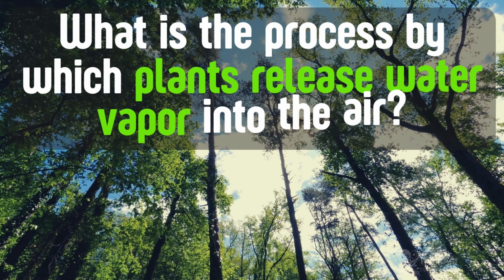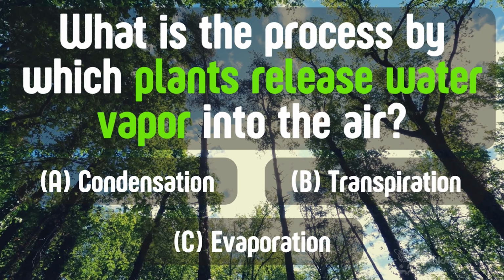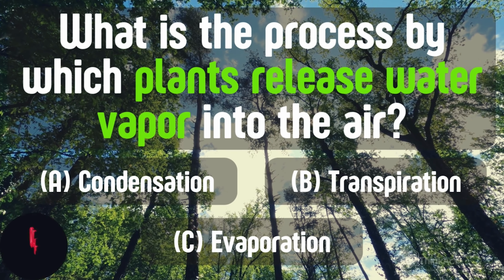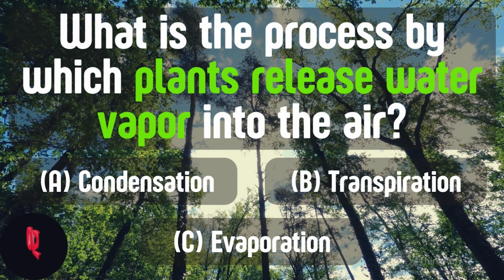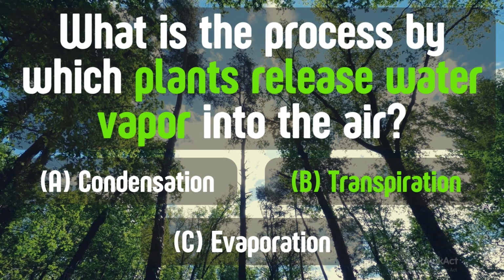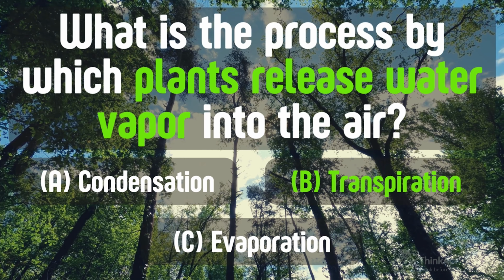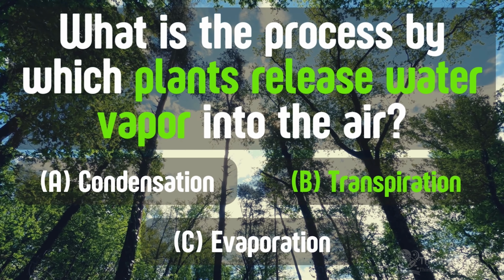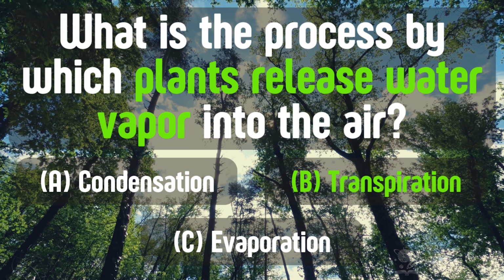What is the process by which plants release water vapor into the air? The answer is option B, transpiration. Transpiration is the loss of water from a plant in the form of water vapor.